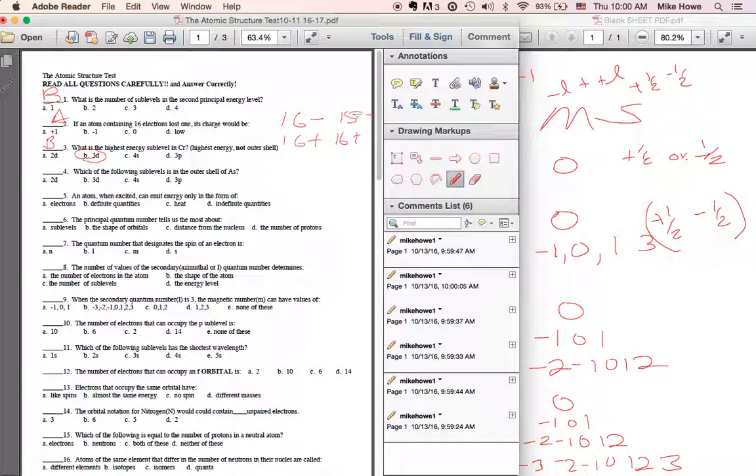Number 4, the outer shell of arsenic. To show you that one, I'm going to pull in something real fast. I linked this on your homework page.